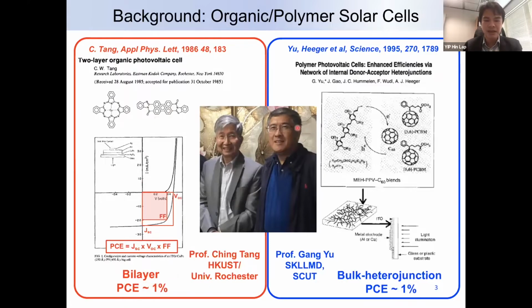And about 10 years later, Professor Alan Heeger and also Dr. Yu Gong started to use another process, which is a solution-based process, by mixing polymer and solution-processable fullerene derivative to make the so-called bulk heterojunction. This also demonstrated the possibility to make solution-processable organic solar cell. And at that time, both of these types of device gave 1% efficiency.